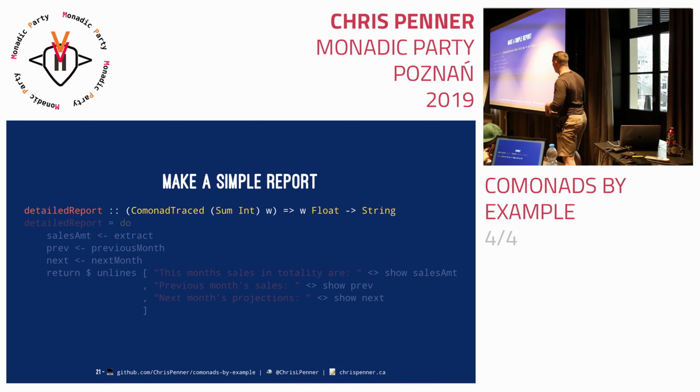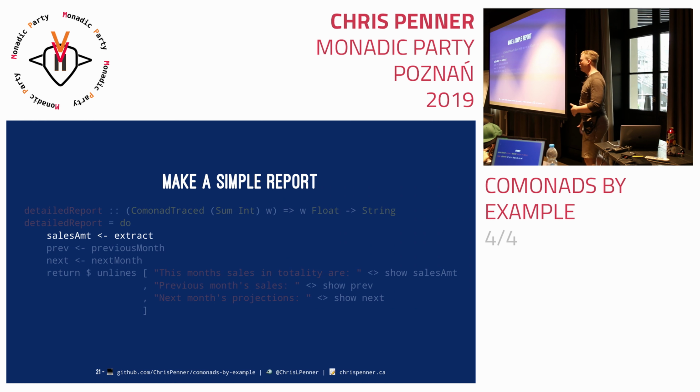Cool. So let's actually do something useful with these projections. So we can look at previous month's projections and next month's projections. We're good business people. We're going to build a detailed report here. So same thing. We're going to say, just give me a traced Comonad, and I will take some float numbers, which are our projections, and I can turn those into a string for you. I can take this whole context and build a string, which is our report.